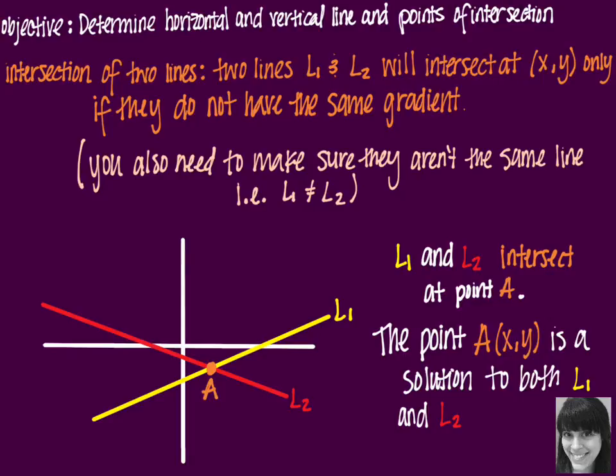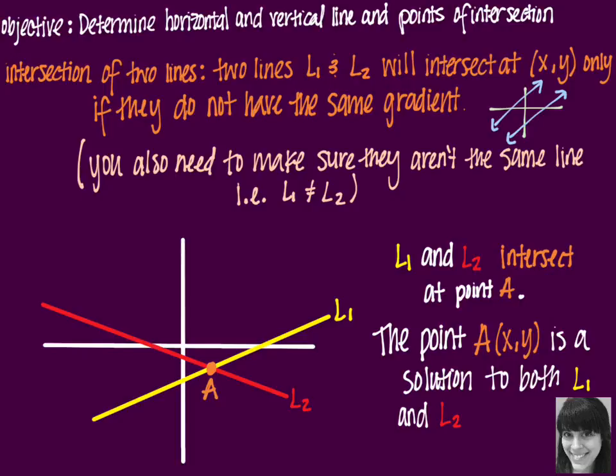Okay, now intersections. Two lines will only intersect at one point, (x, y). This only happens if they don't have the same gradient. Because if they have the same gradient, what happens? Then they're parallel, right? If their gradients are equal, then you have two lines that would be parallel. They would never touch.